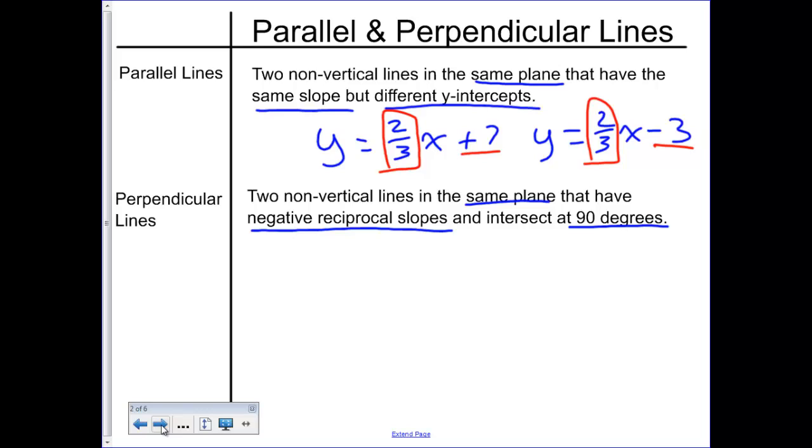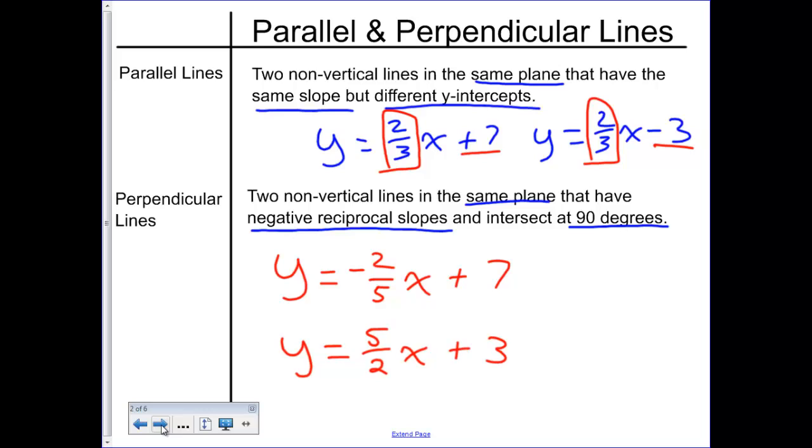Two examples there: y equals negative 2/5 x plus 7, and y equals 5/2 x plus 3. If you look at the slopes, they are negative reciprocals of each other, and that's what makes them perpendicular. So important things up here are m and b. That's what makes them parallel. And important down here is m. M needs to be a negative reciprocal.